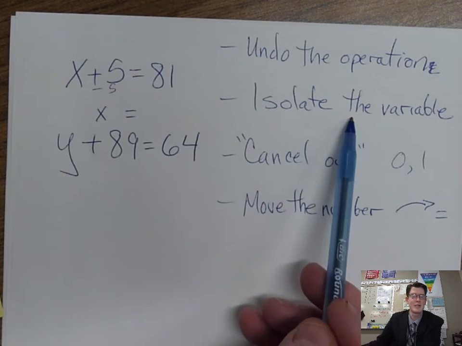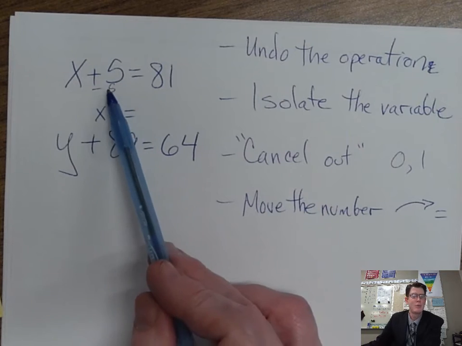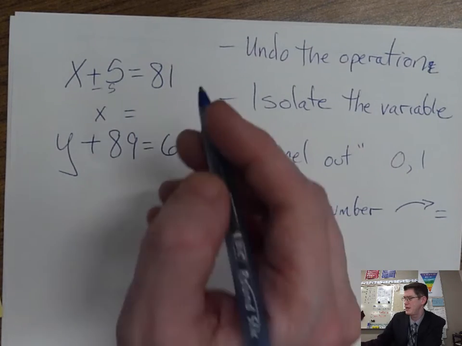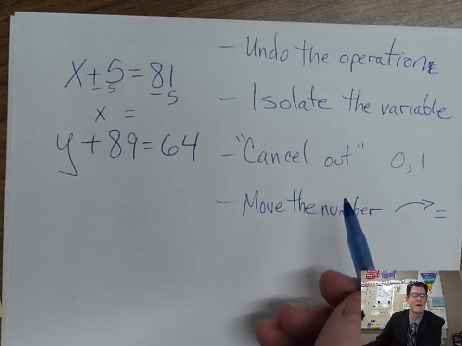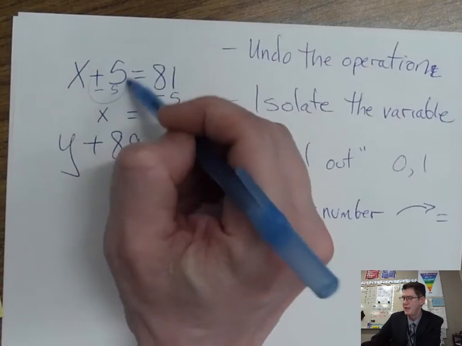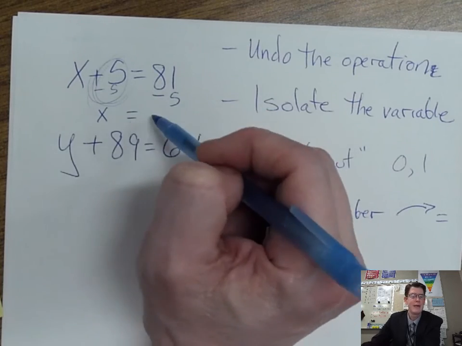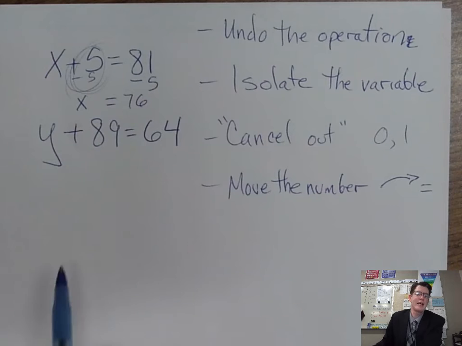It's the same thing as isolating the variable. We're canceling out this 5. It's going to go to 0. But we're moving that 5 to the other side of the equal sign, but we're doing that by subtracting 5 from both sides of an equal sign. You have to do it from both sides. That goes to 0. X equals 76.